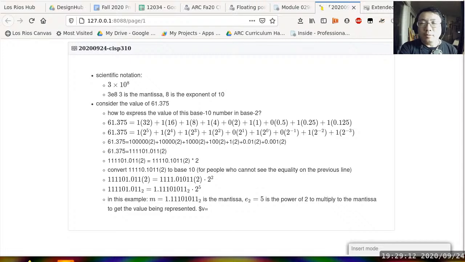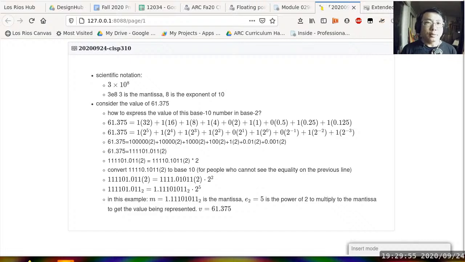So in this case, V, which is the value being represented, is 61.375 in base 10. So we got M, which is the mantissa. We got E2, which is the power of 2 that we want to multiply to the mantissa. And when you have that, the product is called V, which is the value being represented. Are we doing okay so far? Okay, which part is confusing?